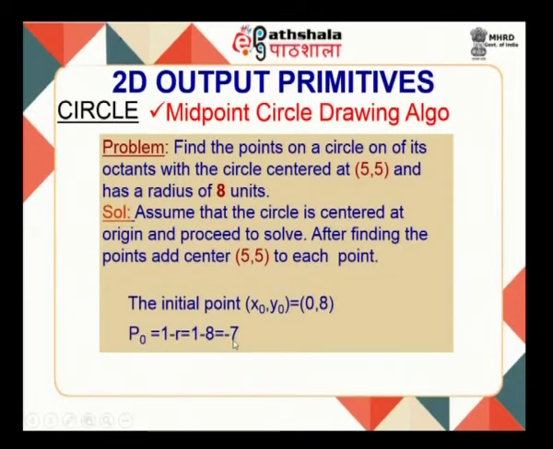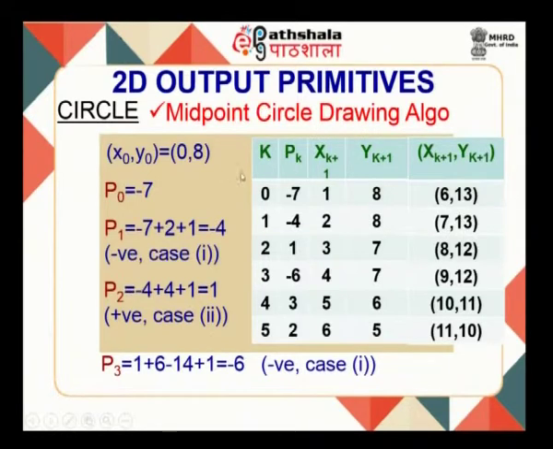So, p 0 is negative. Tabulate the values for k, p k, x k plus 1, y k plus 1, and the actual x k plus 1, y k plus 1. As I said, with a center other than the origin, you will be adding the center to every point that you compute.